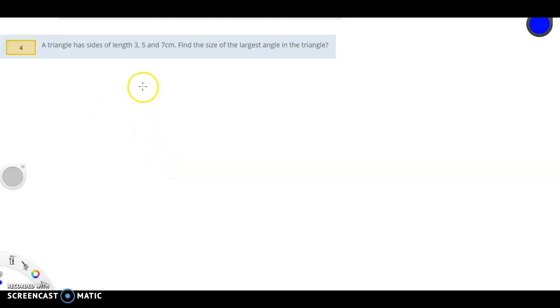A triangle has sides of length 3, 5 and 7 centimeters. Find the size of the largest angle in the triangle. Right, so we need a sketch here.